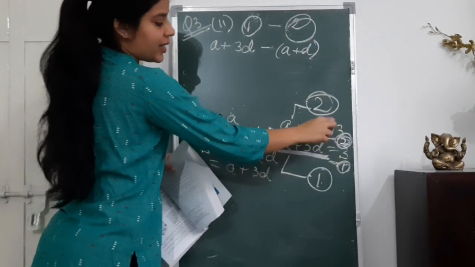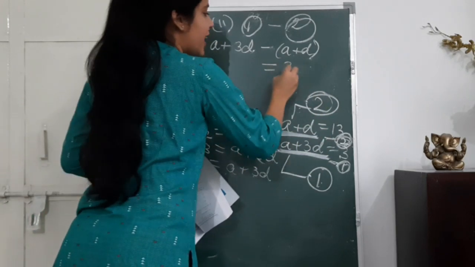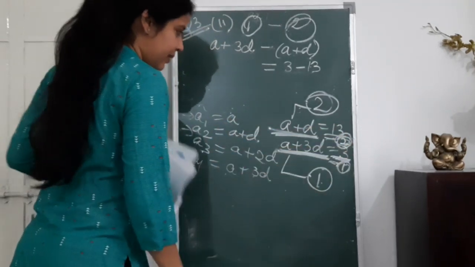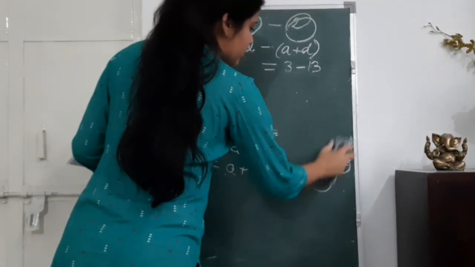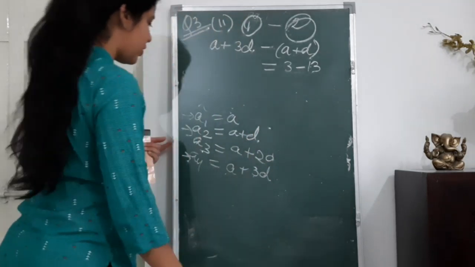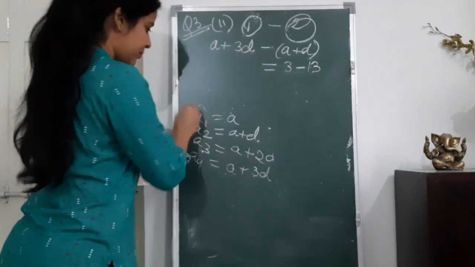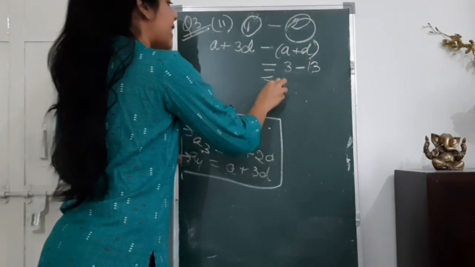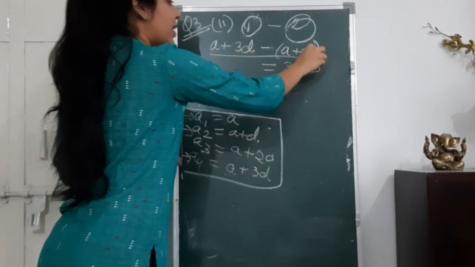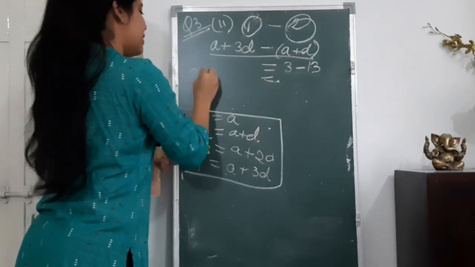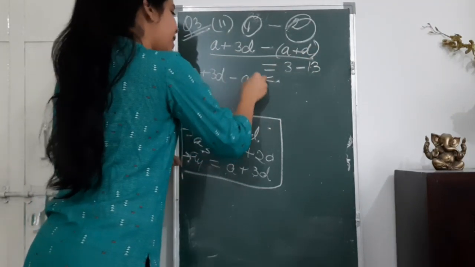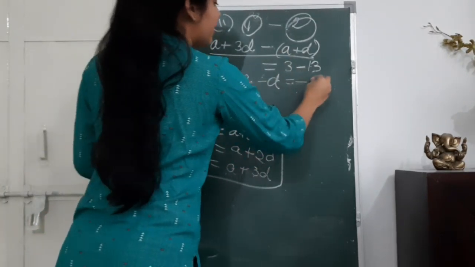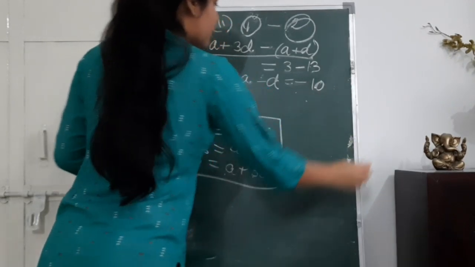Okay, and what is on right hand side? It will be 3 minus 13, right? Because this has 3 here and this has 13 here. So this is going to be equal to 3 minus 13. And let us keep these equations for our reference because we will be needing them. So I can say that a plus 3d minus a minus d is going to be equal to nothing but minus 10, right?